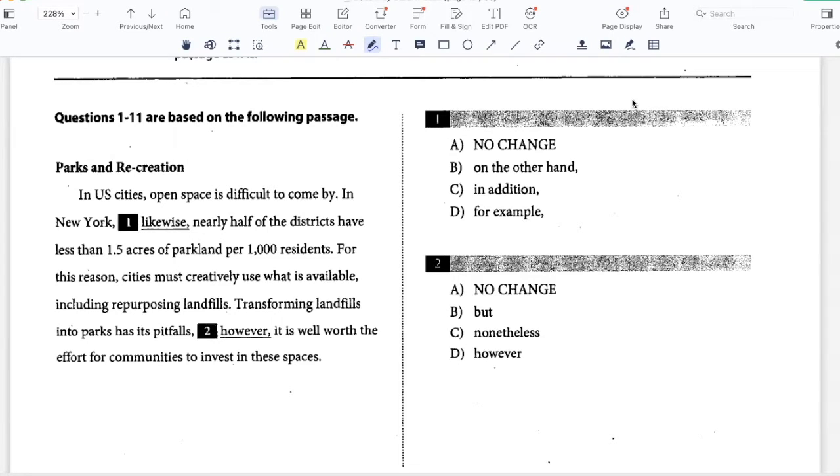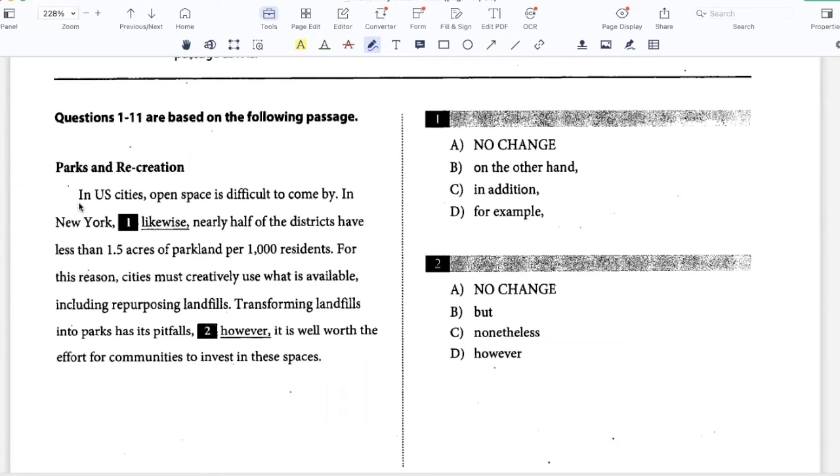In this video, we'll solve the first writing passage of the May 2018 US SAT, Parks and Recreation. In US cities, open space is difficult to come by. In New York, likewise, nearly half of the districts have less than 1.5 acres of parkland per 1,000 residents.